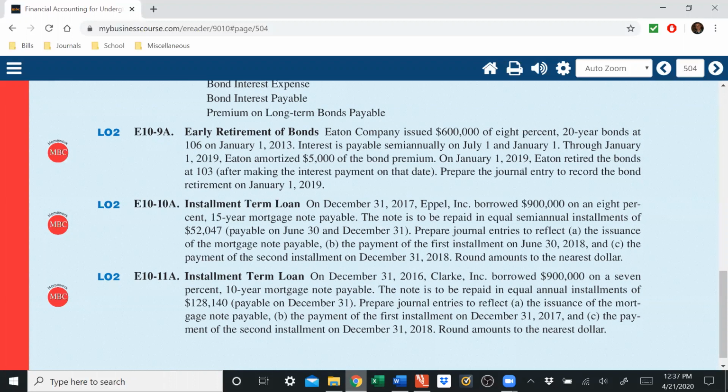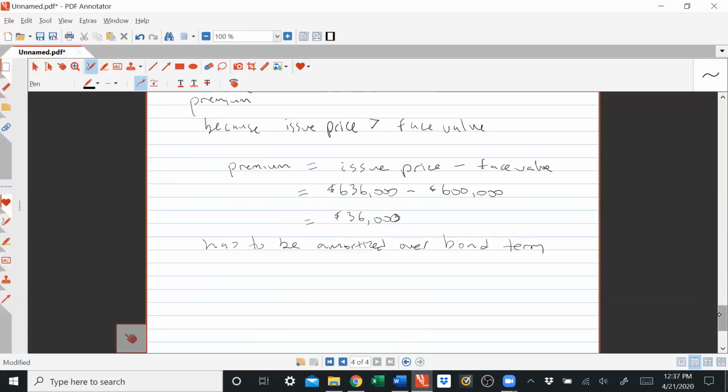So we can just use the straight line method to amortize this premium. The reason the premium matters is because when you retire a bond, you have to take the bond off your books, the bond payable, and you also have to take the premium on bond payable off your books. So here's the journal entry. They don't ask for this, but here's the journal entry on the date of issuance.